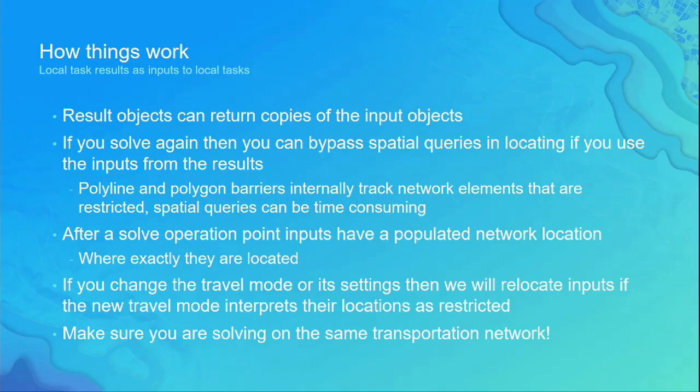Local task results as inputs. So if you look at the object model diagram, if you look at the result objects, you can get copies of your inputs. You can get copies of your stops back. You can get copies of your barriers back. All of your inputs, you can either optionally or as a required part of the solve, get copies of them back. If you take these inputs and you solve again, you can actually bypass a lot of work.